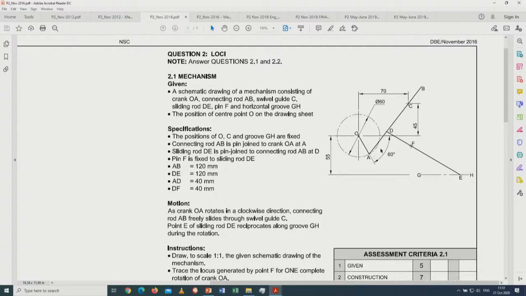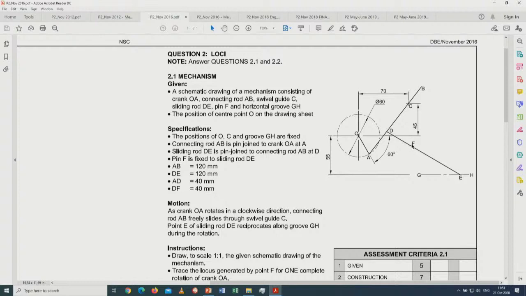So as this is moving upwards and downwards and inwards and outwards as you go around the crank, this will move along all the way up there because it has got some sort of hinge over there that's making this thing move. And then F, of course, is fixed to sliding rod DE.